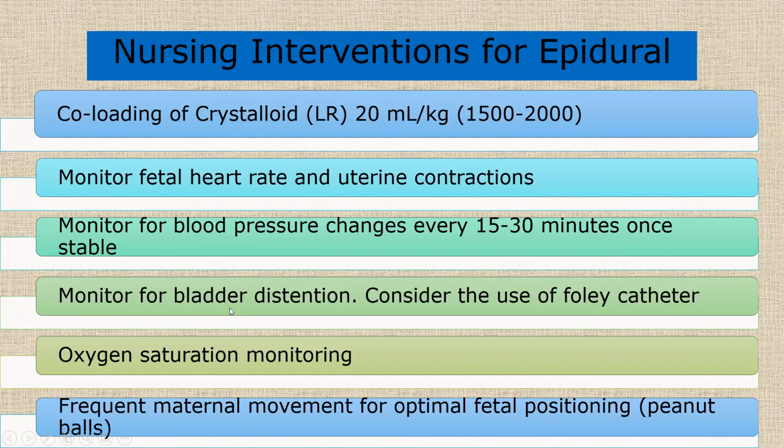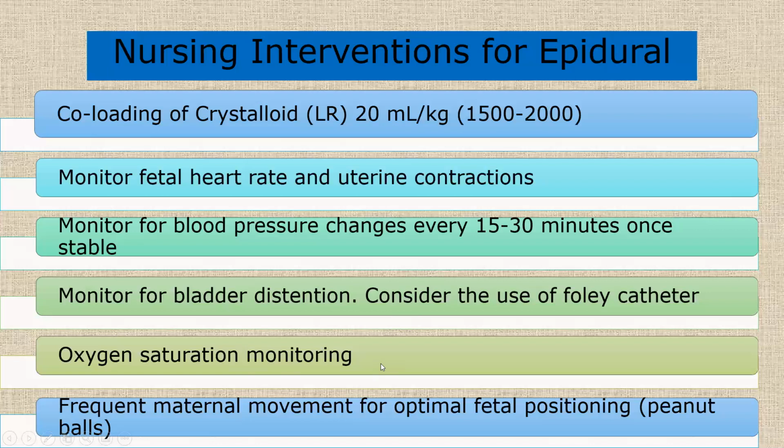That needs to be placed, obviously, using good sterile technique because she already is at higher risk of a urinary tract infection because of the stasis of the urine during the labor process and the frequent invasive vaginal checks that we're doing. We're going to be watching her oxygen saturation because we can also see a decrease in our O2 sat, and we need frequent maternal movement. I can't stress this enough.